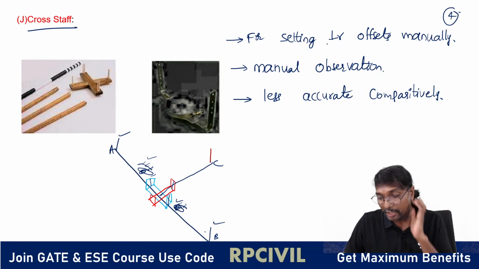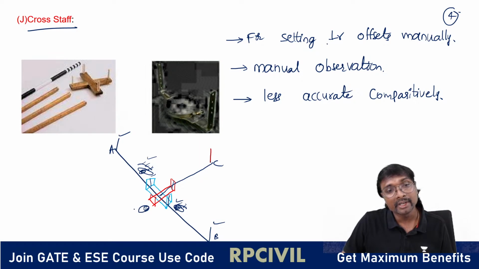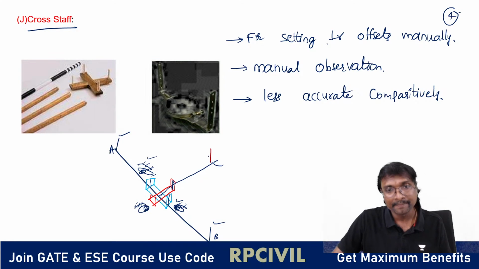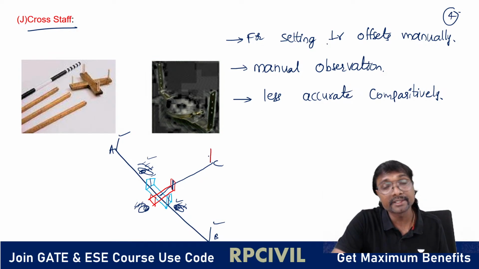Then automatically what will happen? You will be observing at this location. So wherever the ranging rod is coinciding with this crosshair, that point will be taken as your perpendicular offset point. So that is your cross staff, if you just observe. Is that clear, everyone?